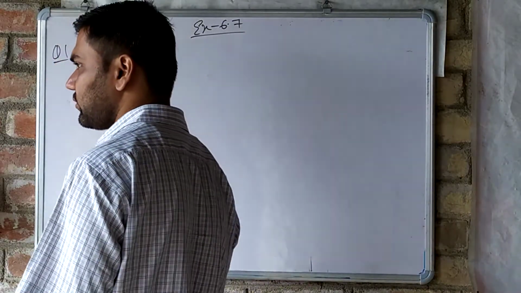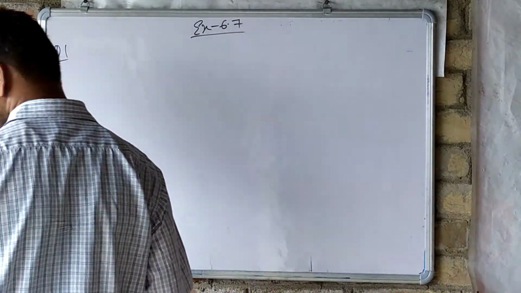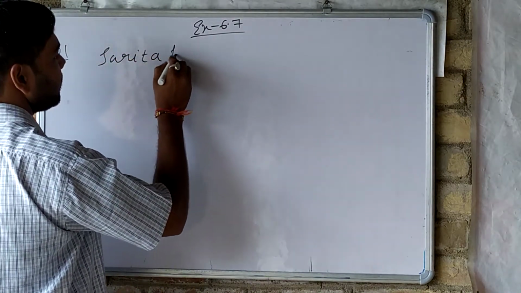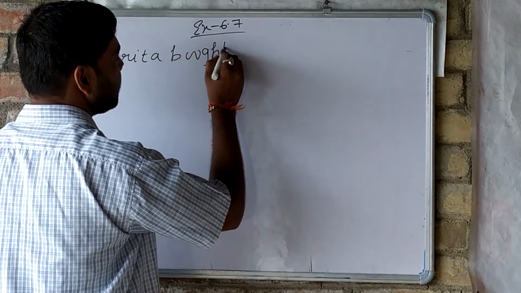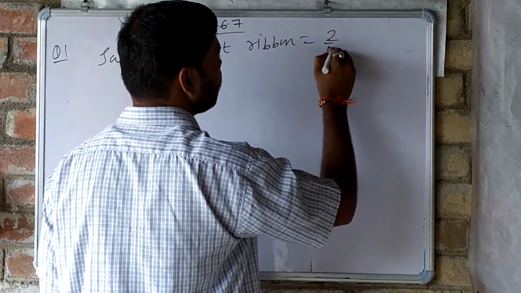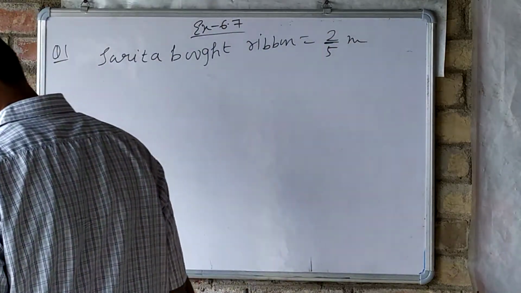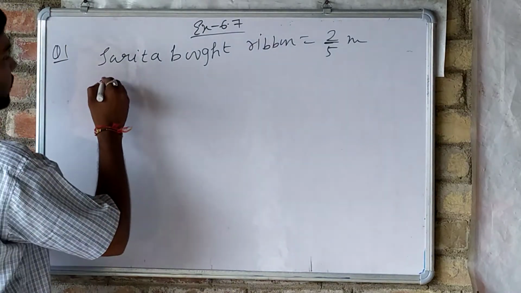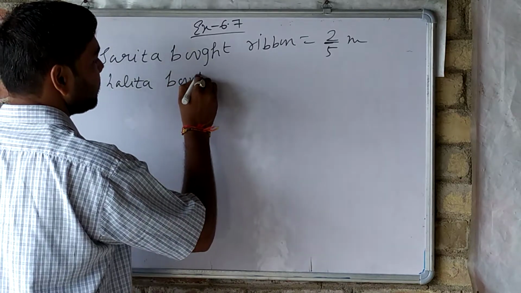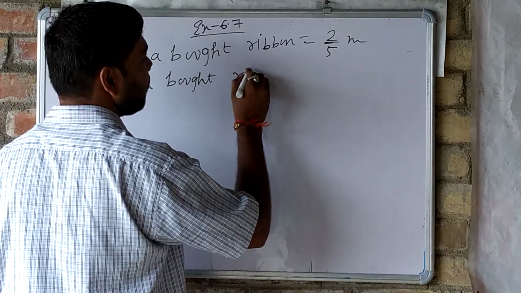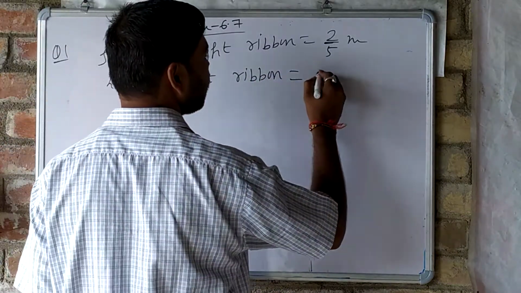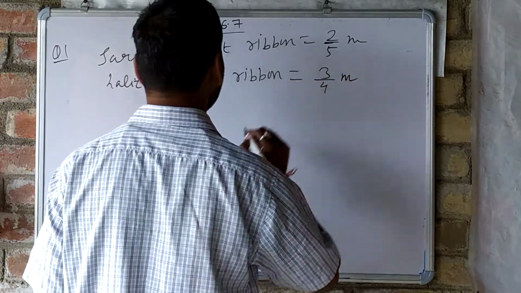So see the first question. Sarita bought 2 by 5 meter of the ribbon. So how do we write? Sarita bought ribbon of what length? 2 by 5 meter. Now what? Lalita bought 3 by 4 meter of length. Lalita bought ribbon of what length? Lalita bought ribbon of 3 by 4 meter.